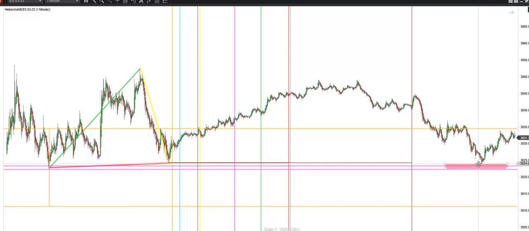So even right here, just the triangle projection alone from yesterday gave important key points in price and time that worked moving into the current price area.